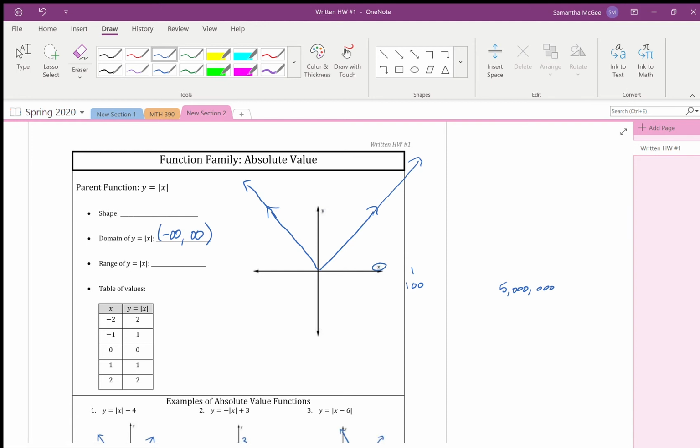Our range, though, is pretty similar to the exponential, except this time we do output 0. In fact, we have the point (0, 0) on the graph. So the lowest value that we output, and we actually do output it, is 0. So I'm going to use a bracket. And then the graph goes up forever, so the biggest number, we approach infinity.